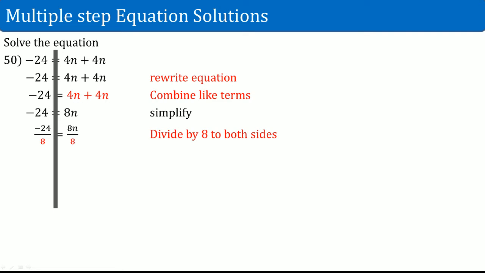Divide 8 to both sides. That should cancel out on my right-hand side because it makes the number 1. On my left-hand side, negative 24 divided by 8 becomes negative 3, so n equals negative 3. Again, if the last steps here don't make sense, you have to watch the two-step equation videos.